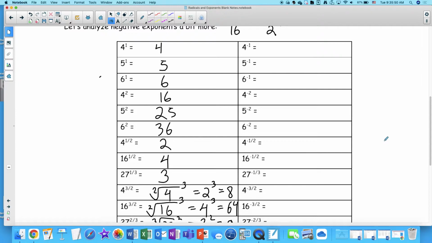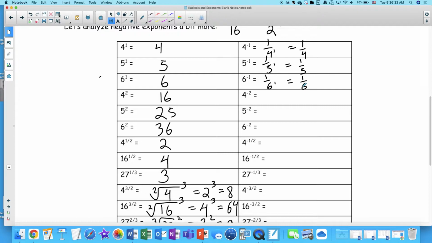All right, so this guy is going to be 1 over 4 to the 1, which is just 1 over 4. Okay, this one is 1 over 5 to the 1, which is 1/5. This one's 1 over 6 to the 1, which is 1/6. Okay, what do you think about this one? Yep. 1 over 16 to the 1? Well, it's 1 over 4 squared.